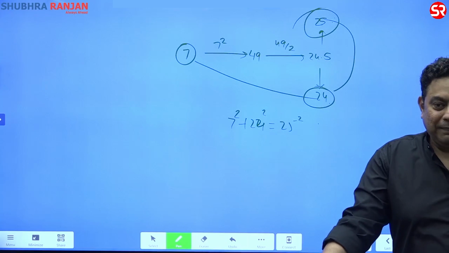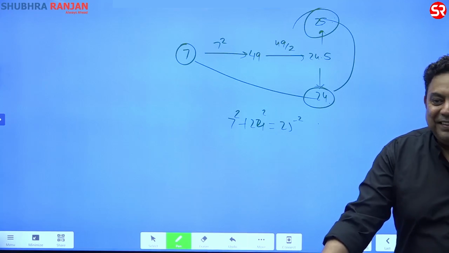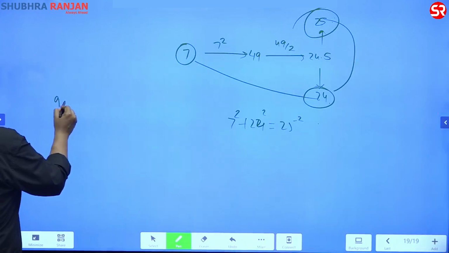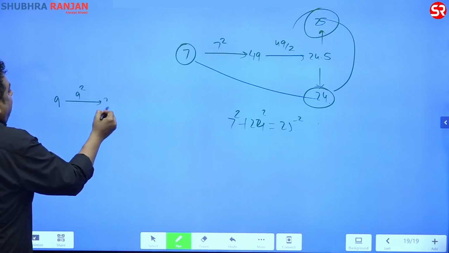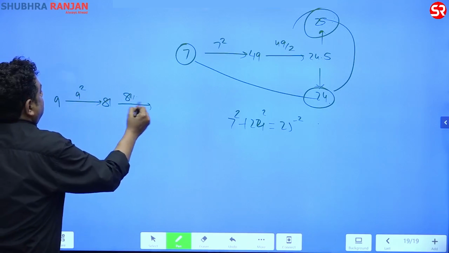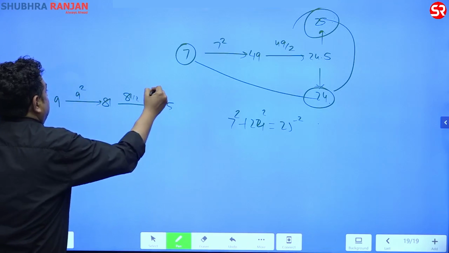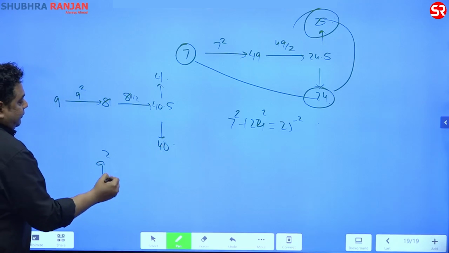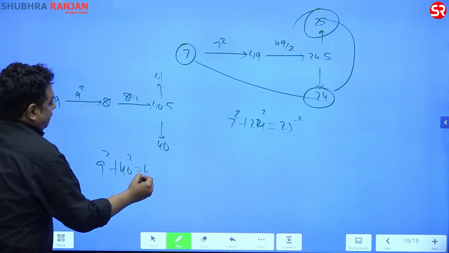Clear? Any number can be sorted out, right? I say 9. 9 square is 81. 81 ka half is 40.5. Bigger 41, smaller 40. Without doubt, 9 square plus 40 square is 41 ka square.